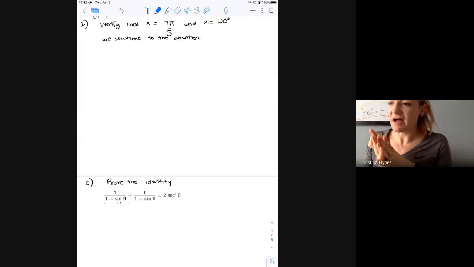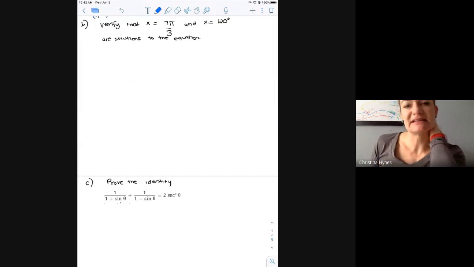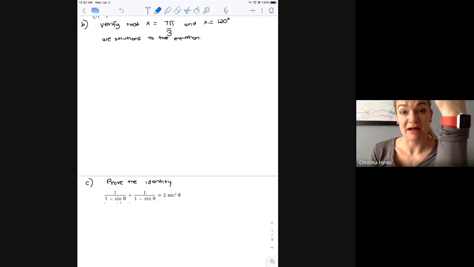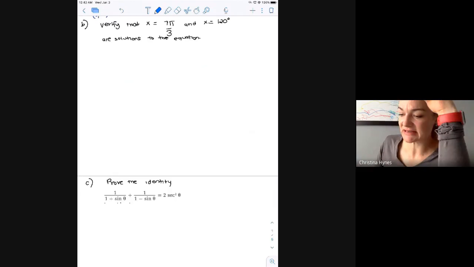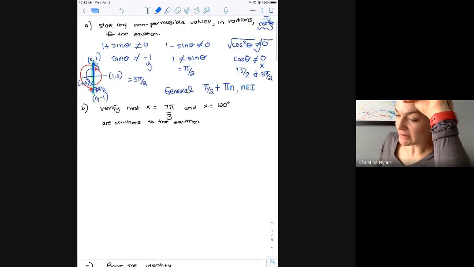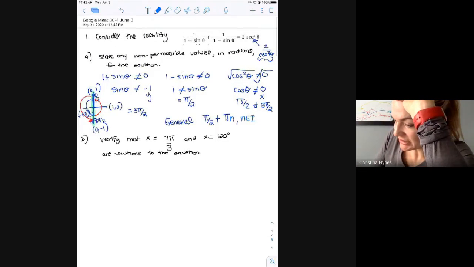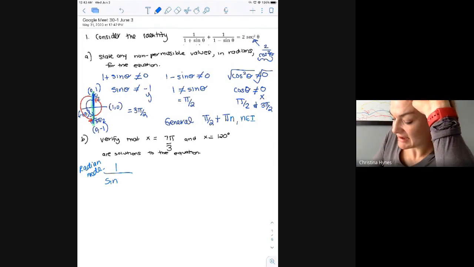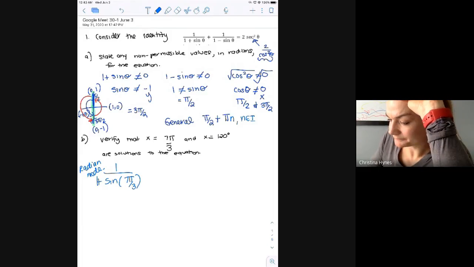B, verifying. You can just do this either graphically, or you can substitute these values and just see that the left side of the equation equals the right side. So all you're doing is going back to the original question, and in your calculator, you would substitute using radians mode in this one. Theta would be replaced with 7 pi over 3.